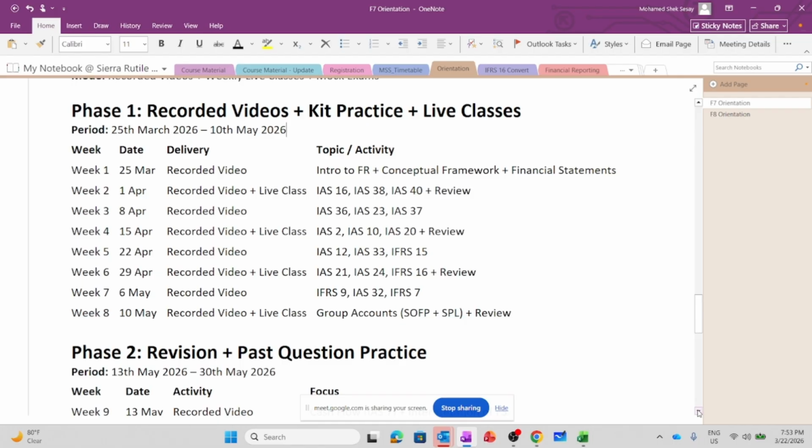Week two, we are going to focus on IAS 16, IAS 38, IAS 40, and we are going to solve past questions on each of these IASs and IFRSs. So for week three, we are going to focus on IAS 36, IAS 23, and IAS 37. So basically, this is the timetable that we are going to work towards.